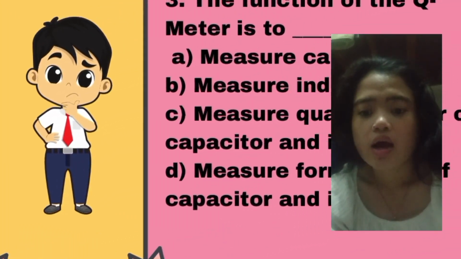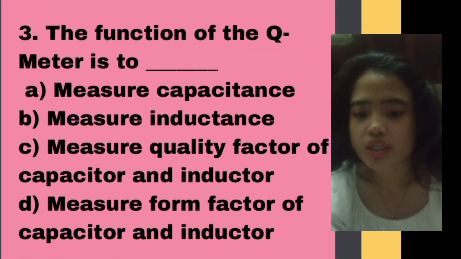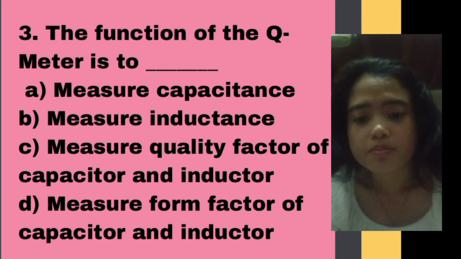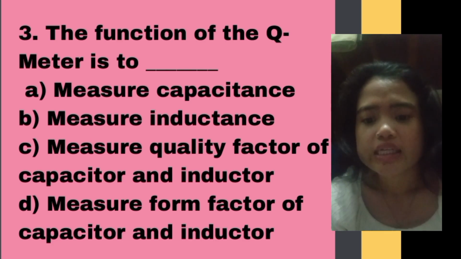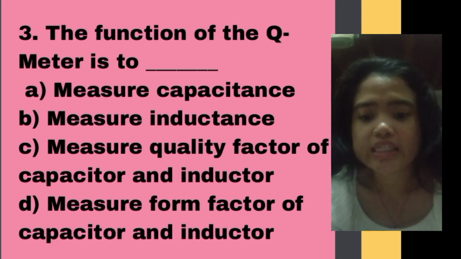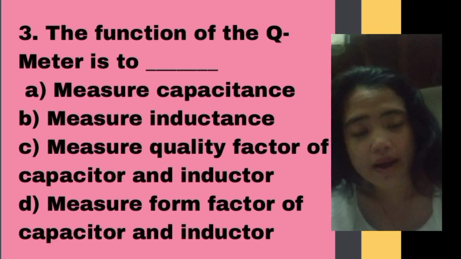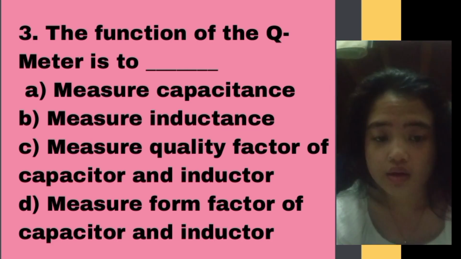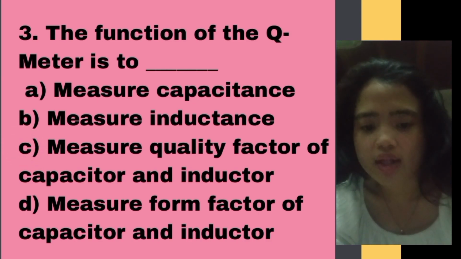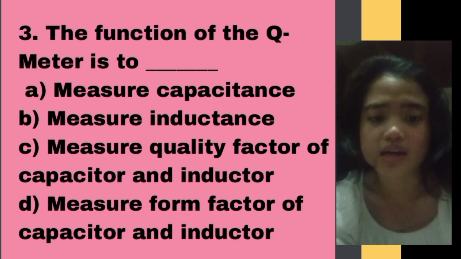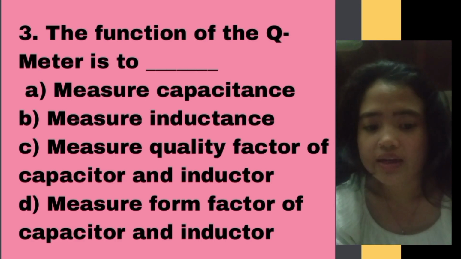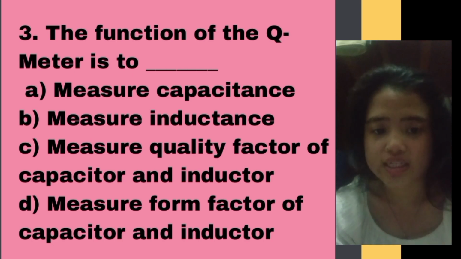Last question. The function of the Q meter is to measure blank. A. Measure capacitance, B. Measure inductance, C. Measure quality factor of the capacitor and inductor, D. Measure form factor of capacitor and inductor. The answer is C. Q meters are intended to measure the quality factor of a capacitor and inductor. They are not used for measuring capacitance and inductance, unlike AC bridges.